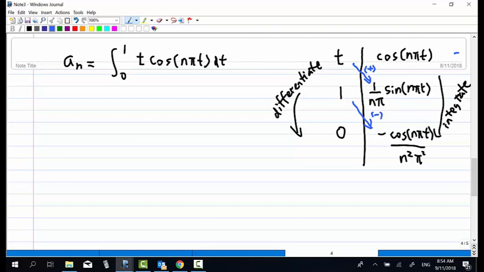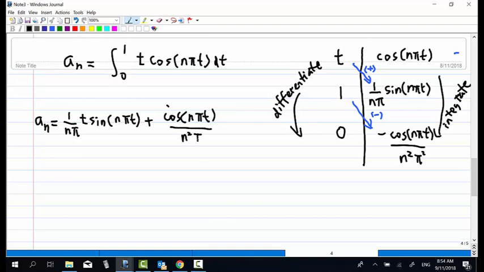So from here, your an is equal to 1 over n pi t sine n pi t, minus, come plus already, so we get plus cosine n pi t over n squared pi squared. And you put in a limit from t equal to 0 to t equal to 1.